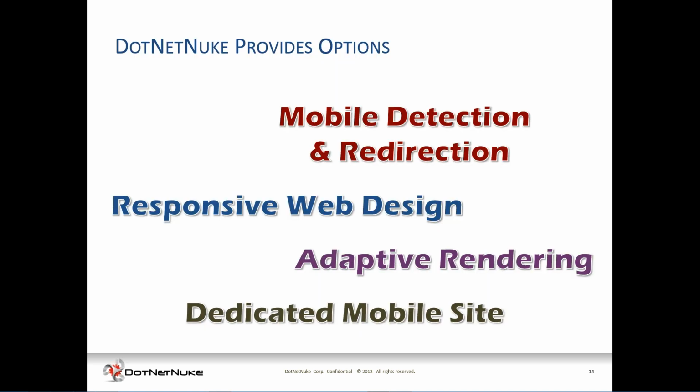So a lot of the features that we provide out of the box, things like mobile redirection, mobile device detection, take advantage of responsive web design and adaptive rendering, and allow you to create either a dedicated mobile site or maybe you just want a microsite that's part of the main site. We support a lot of different ways that you can mobilize your website, and depending on what you or your customers' needs are, you need that flexibility.